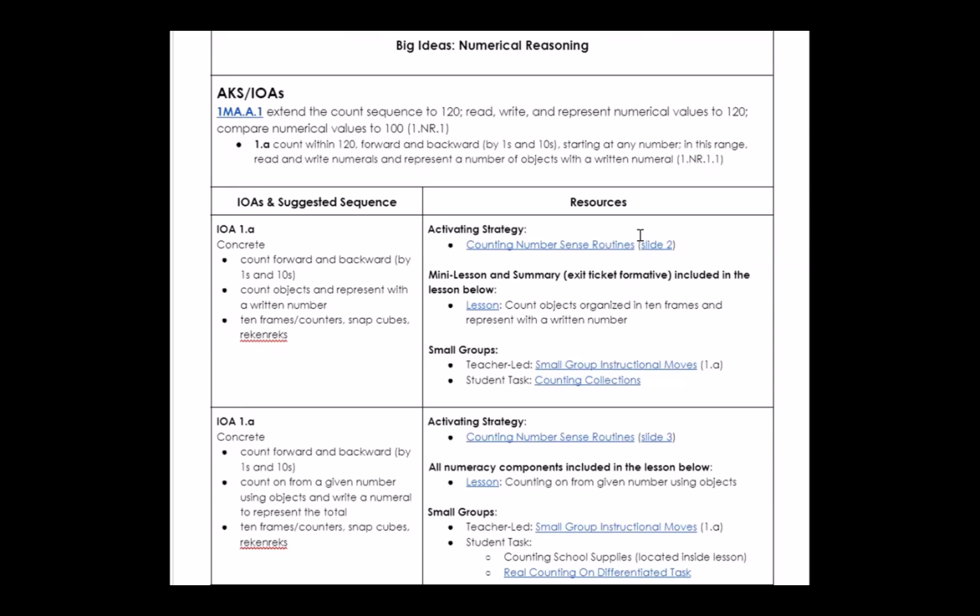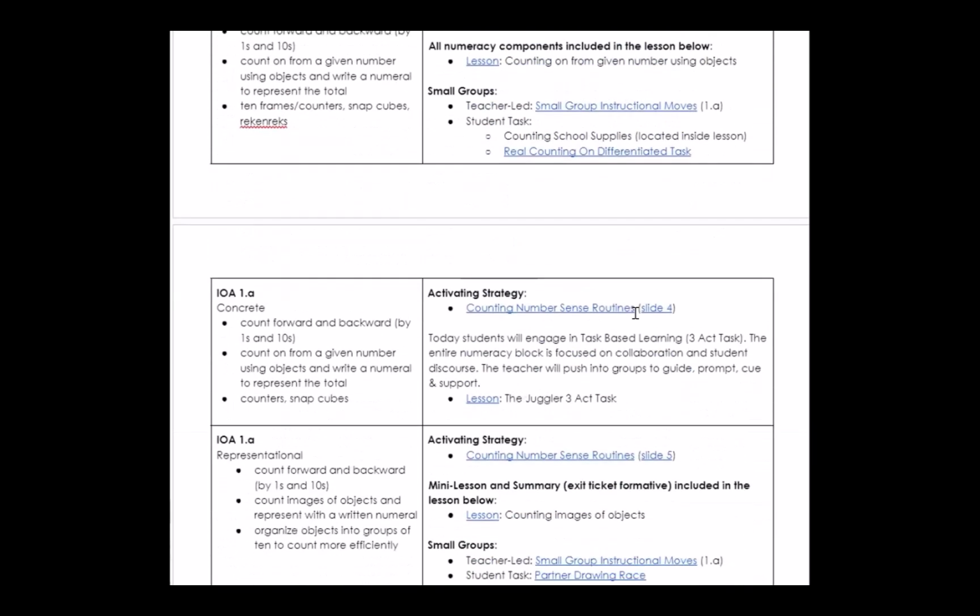The right column of the pacing guide shows the instructional resources that align to the intended learning objectives for each day of instruction. Some days you will see instructional resources linked for the numeracy components of a traditional teacher-led lesson. Other days, like this day, for example, you may notice a task-based lesson, which is the focus of your full numeracy block that day.